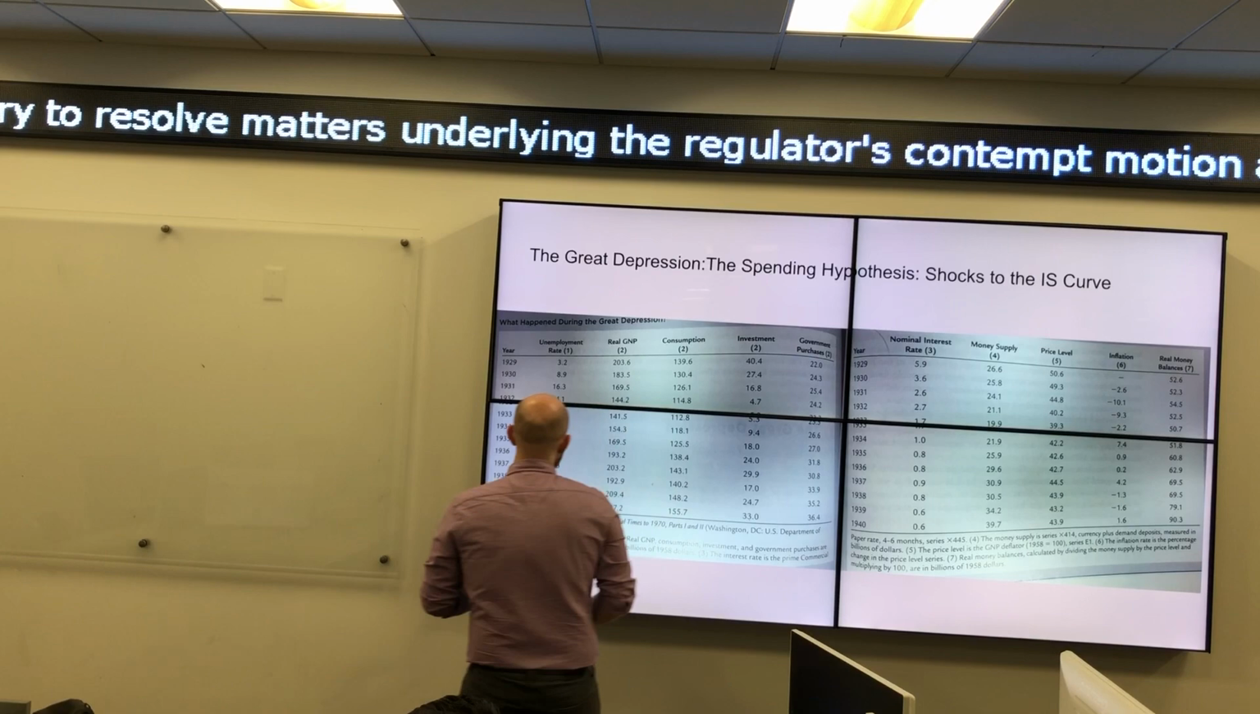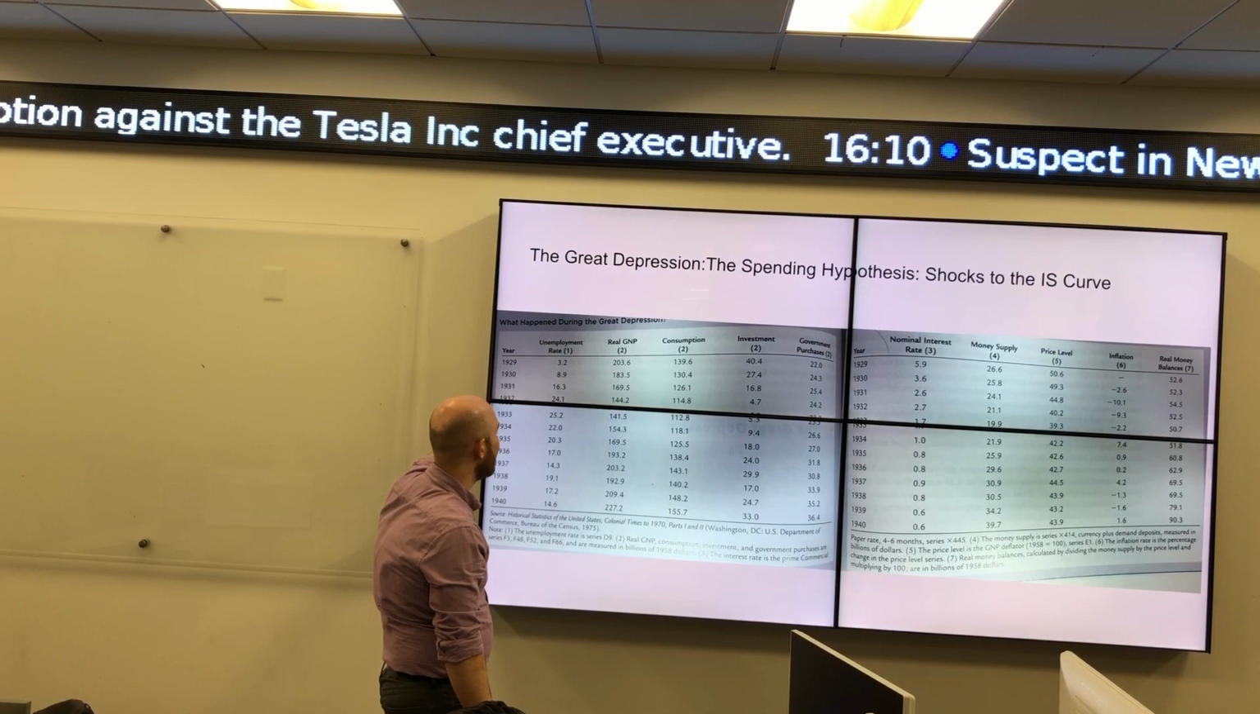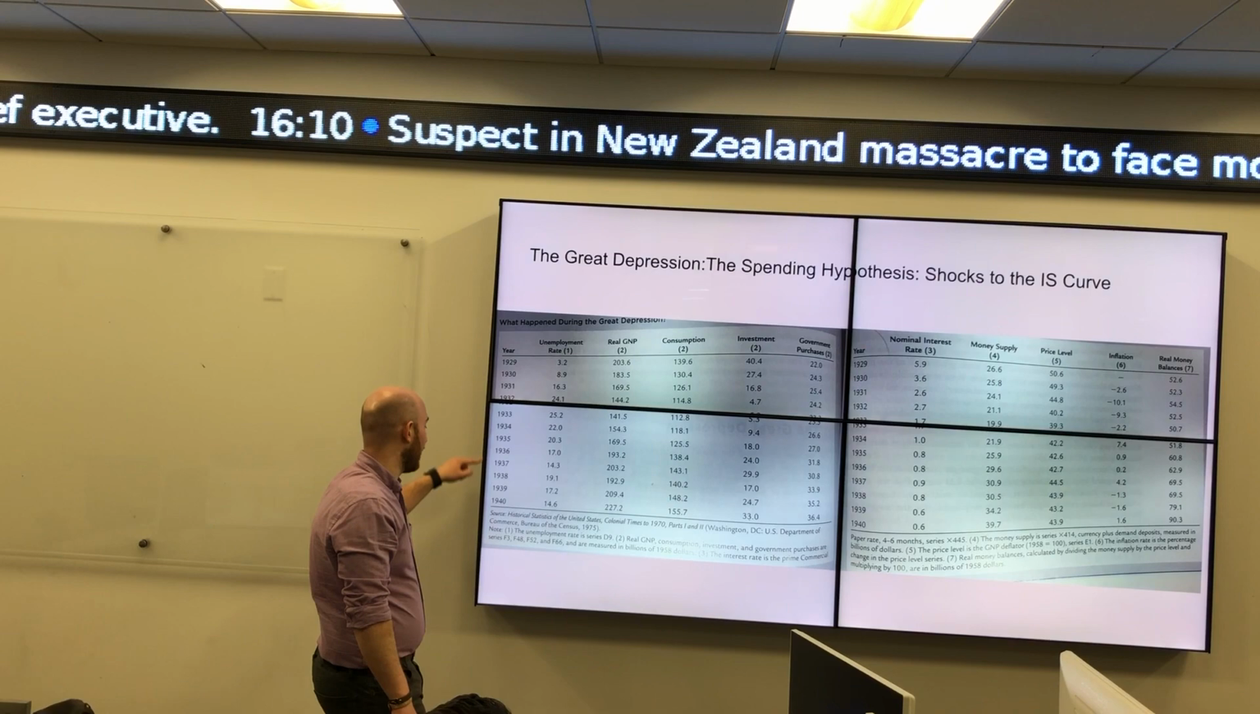This chart tells a lot about the Depression. Notice, it takes us 5 years to get down to $141 billion. That's what it was at the time, billions. And then another 5 years to get just back to where we were 10 years before.